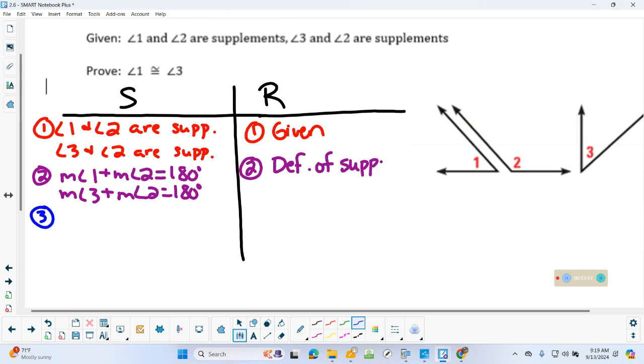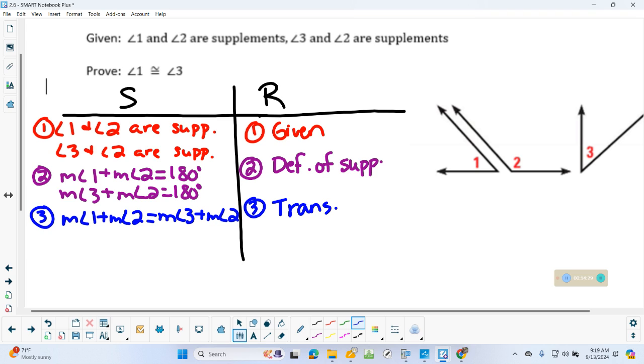Okay. Now, what jumps out to me on the purple, what did I say is practically in every proof? Like, ooh, matching 180s. I'm going to cancel those out with the old transitive, and I'm going to write down what's left. So I'm going to have measure 1 plus 2 equals 3 plus 2. And that's transitive. We canceled out those 180s.